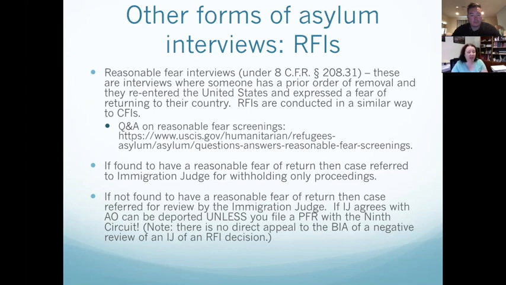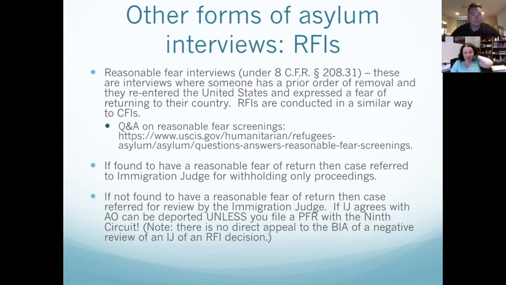If the asylum officer finds they have a reasonable fear of return, then the case is referred to the immigration judge, and the person is put in withholding only proceedings. That means that they're not applying for asylum anymore. They're only applying for withholding of removal or relief under the Convention Against Torture, which are lesser forms of relief, but they will still prevent you from being deported to your country.